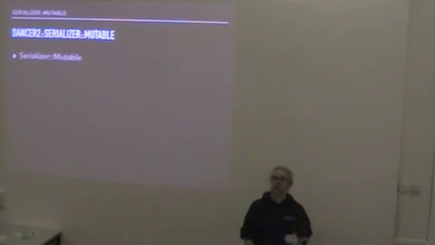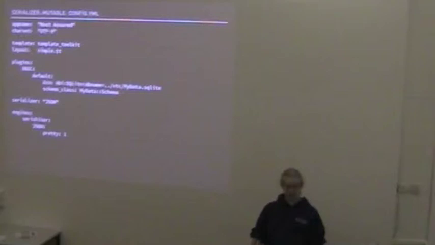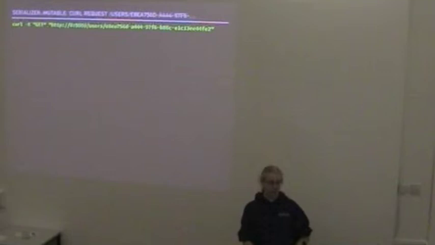Well, let's do our first change. First change in the code. We don't have change in the code. That's correct. No code change. We have only one change in the configuration file. It's called mutable. No longer JSON. Now, if I go to this URL, this is what I get.